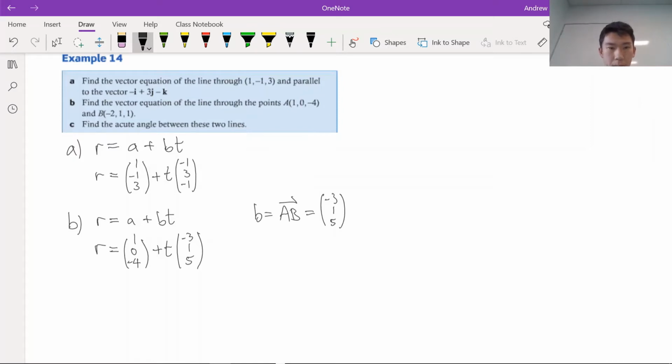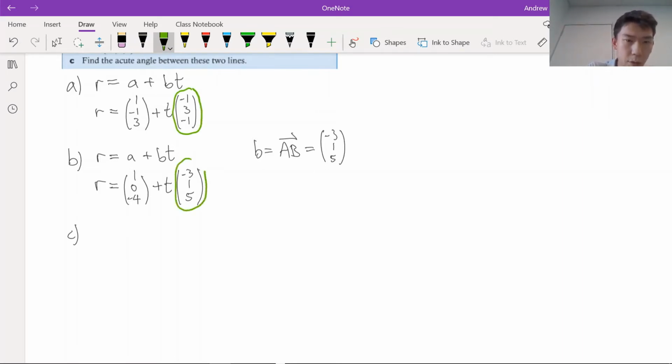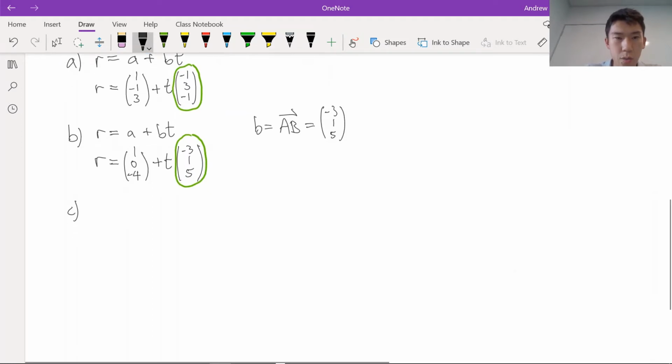Okay, and let's move on to part C. Find the acute angle between these two lines. Okay, so if you have two vector equations, if you want to find the angle between the two lines, all right, you just need to use the direction vectors. Because we're only interested in which direction the lines are going, well, we can use the dot product to find the angle between them. Okay, so those two that I've circled there.